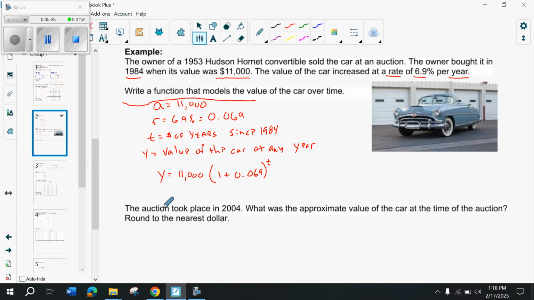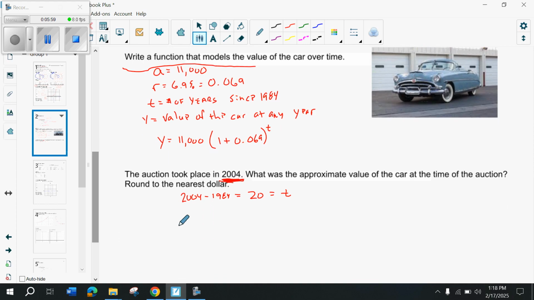Next part says, the auction took place in 2004. What is the approximate value of the car at the time of the auction? So what we need to do is figure out what t is in 2004. I can simply take 2004 and subtract 1984, which was when that initial value was, and I get 20. So now I know that t is 20. I can substitute that in, and figure out the value of the car in year 20, or in 2004. So I have y equals 11,000 times 1 plus 0.069 to the 20th power.